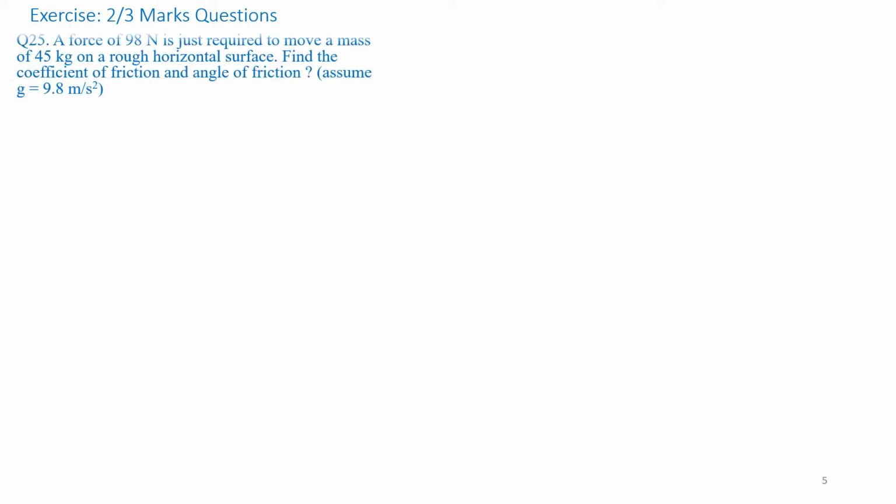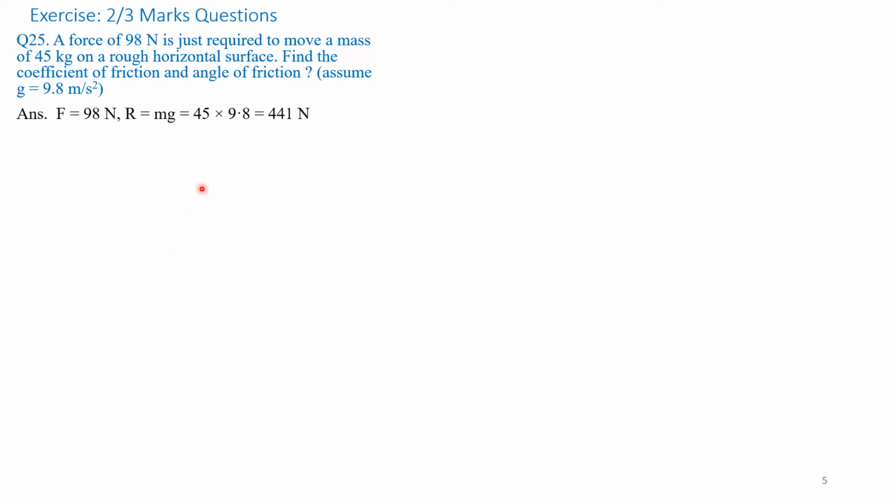Question number 25. A force of 98 newtons is just required to move a mass of 45 kgs on a rough horizontal surface. Find the coefficient of friction and angle of friction. Assume g is equal to 9.8 meters per second square. So we are required to find coefficient of friction mu and angle of friction theta.